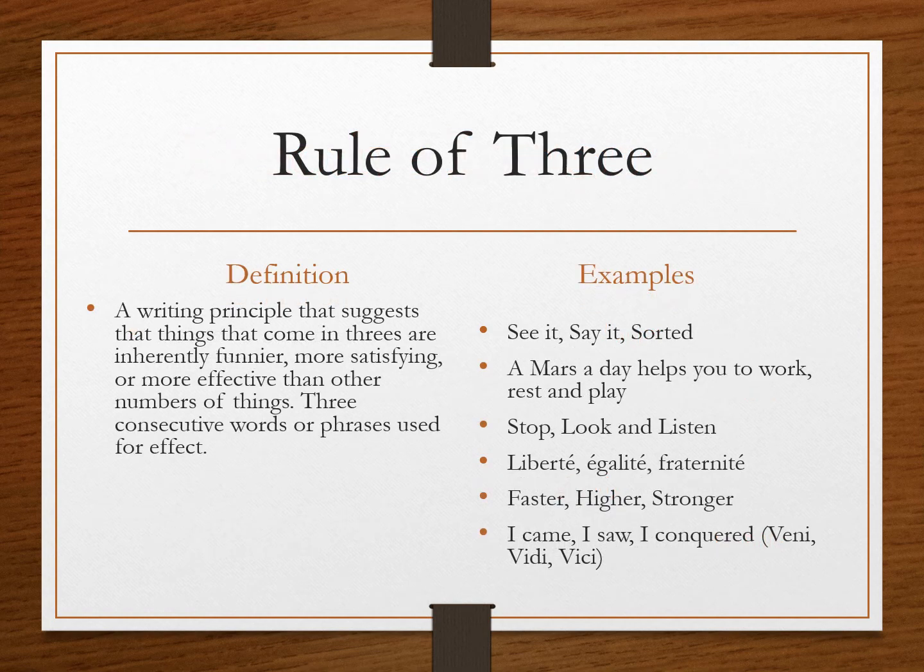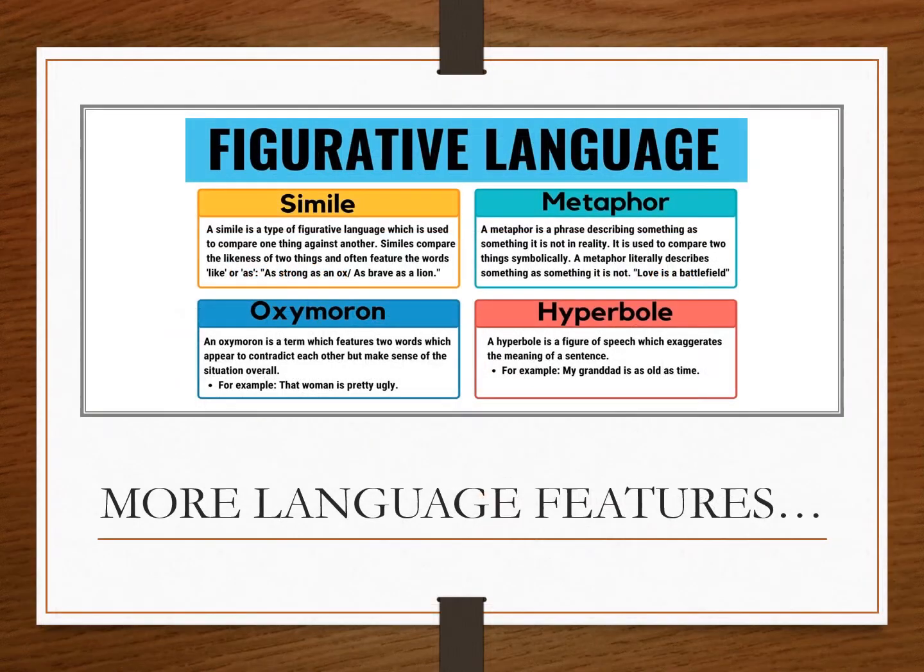And then the rule of 3. See it, say it, sort it. That's a fairly new one. And then many others. So the point here is that when things come in 3, they're funnier, more satisfying, more effective and easier to remember. Those are the most important ones. Now there are many, many more language features, and if you know them and you can apply them in your writing, it will be better.